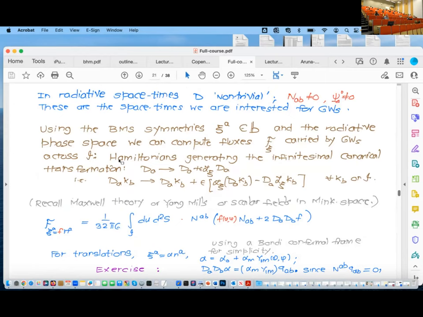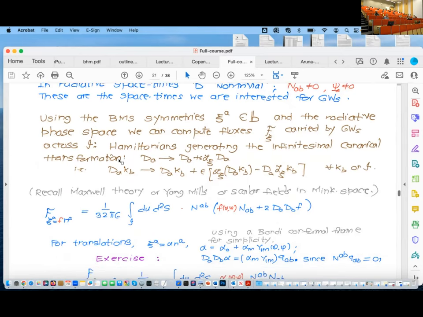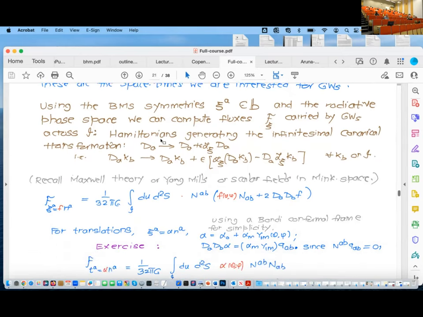Now, using the BMS symmetries on the radiative phase space, we can compute the fluxes carried by gravitational waves across Scri. And the Hamiltonians generating the infinitesimal canonical transformations are given by a Lie derivative. Just like for the Maxwell field, where we have a Killing vector field, and given any Maxwell field F_AB, the Lie derivative by the Killing vector field of F_AB is another Maxwell field. So similarly here, we have the derivative operator, and I can perform an infinitesimal diffeomorphism and drag the derivative operator along it. If I'm operating on some one-form, then that is going to go to what it was before, plus epsilon times the Lie derivative of the derivative of the one-form minus the derivative of the Lie derivative of the one-form. So this is an infinitesimal motion on the phase space, on Scri, which acts on the derivative operators in this particular way.